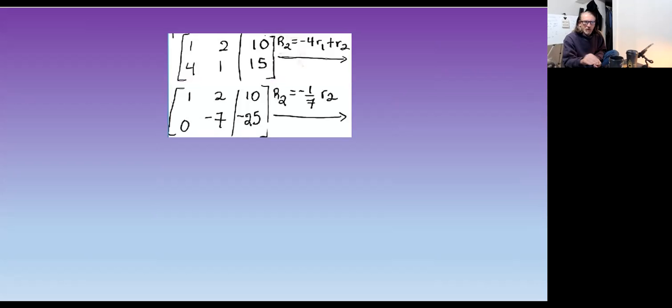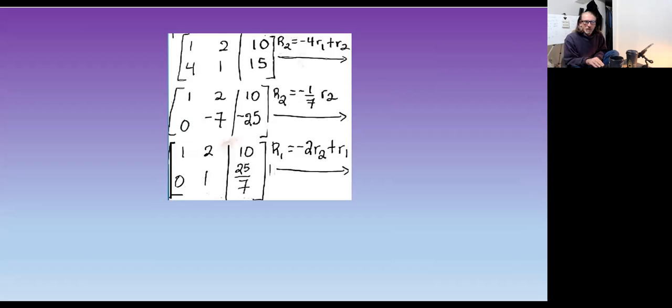Now I need a 1 along the diagonal. I need to turn that -7 into a 1. And so I'm going to multiply everything in row 2 by -1/7 to make that 1. It's not going to change the 0. And multiplying -1/7 times -25, I will get +25/7. So I already know the y coordinate, well, the b coordinate actually, of that intersection point.